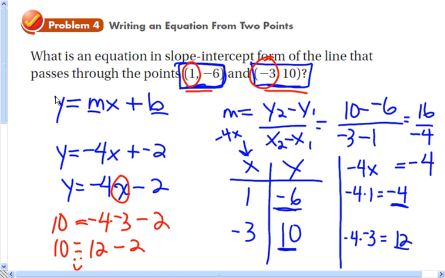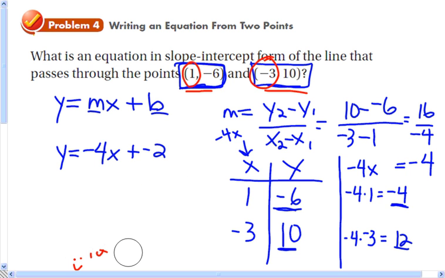Now I'm going to go back and show you one more way to do this because I think this might be a little bit confusing. But let's say we know that much of the equation, y equals negative 4x, and we know we need to add some b value, some y-intercept. All right? And I know that these two solutions have to work.